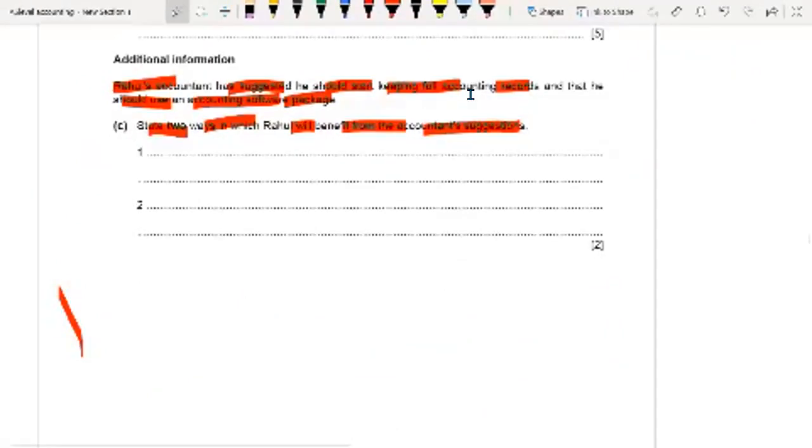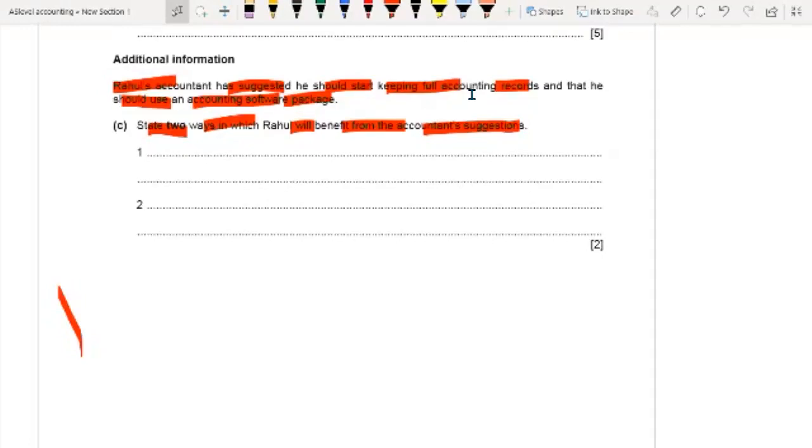Okay, so we have some additional information that Rahul's accountant has suggested that he should start keeping full accounting records and that he should use an accounting software package. So state two ways in which Rahul would benefit from the accountant's suggestions. Okay. So the first benefit would be that it can help to identify the errors. And the second advantage can be less expenditure on accountants' fees, because now we have the software.